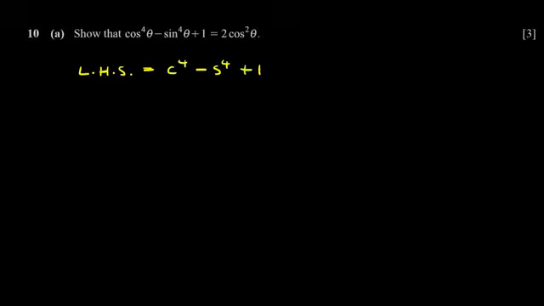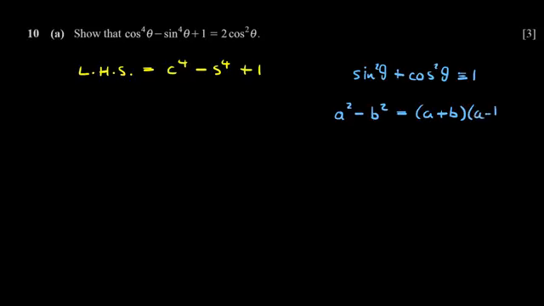Now, in order to do this question, really you need 2 identities. You need to know that sine squared theta plus cos squared theta is always equal to 1. And another thing which will be very useful in this question is if you've got a squared minus b squared, you can write that as a plus b times a minus b. That's a really useful thing to memorize, because if you look at our expression here, we've got something squared minus something squared, right? C to the power of 4 minus s to the power of 4.